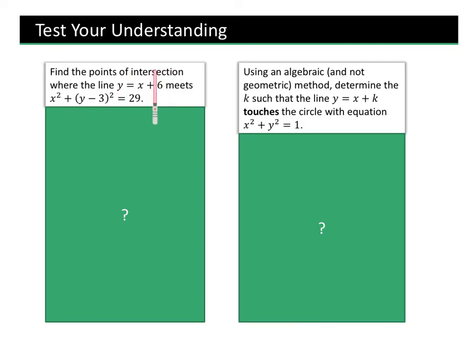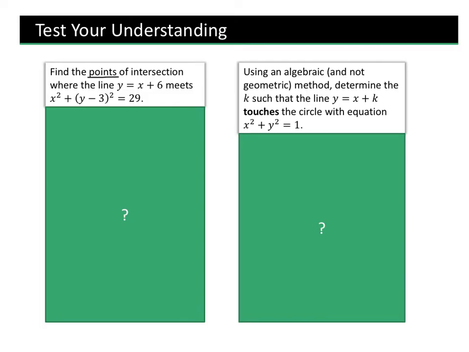Now what I want you to do is test your understanding. It says here, find the points of intersection where the line y equals x plus 6 meets this circle. And then it says, using an algebraic method, determine the value of k such that the line y equals x plus k touches the circle with the equation. For the first one, it says find the points of intersection, and it clearly says points, so that means they do intersect. So we're just going to substitute them into each other, make them one equation, and then we'll be able to solve it.